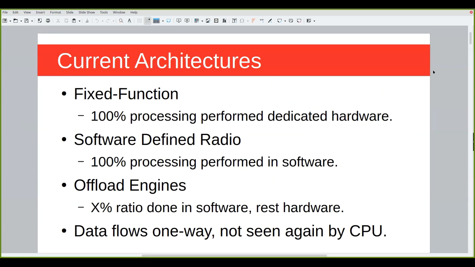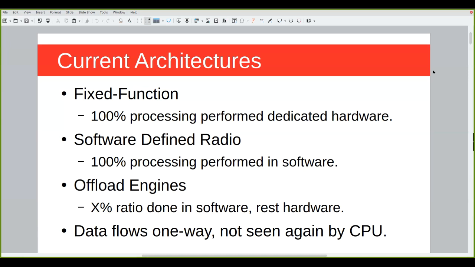Here we talk about current radio architectures in use. Unfortunately, current radio architectures tend to operate between two extremes. Either all the computation is performed in fixed function hardware or entirely in software. Additionally, there are sometimes offload engines where a proportion of the work is performed in software and then a fixed proportion is done by hardware.